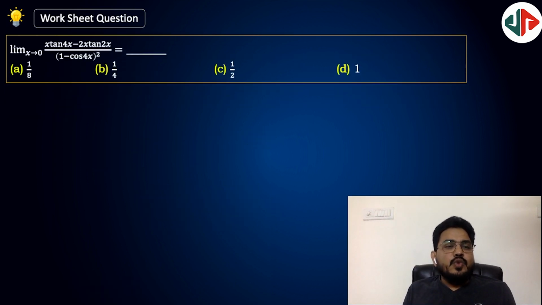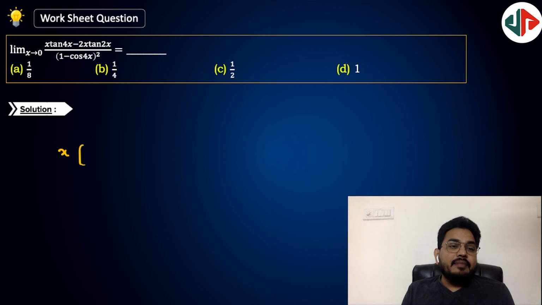Limit x tends to 0 of (x tan 4x minus 2x tan 2x) by (1 minus cos 4x) whole square. Here again, L'Hospital is applicable, but I'm not going with the L'Hospital rule. What I am going to do is, x tan 4x is there and a 2x tan 2x term is there. So if I take x common, tan 4x minus 2 tan 2x.